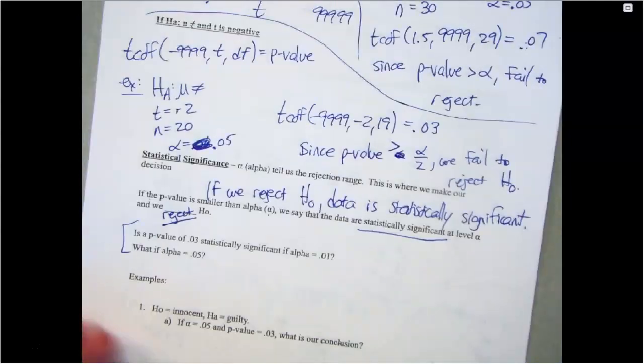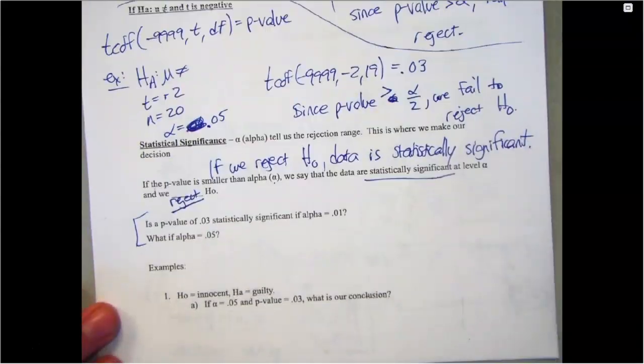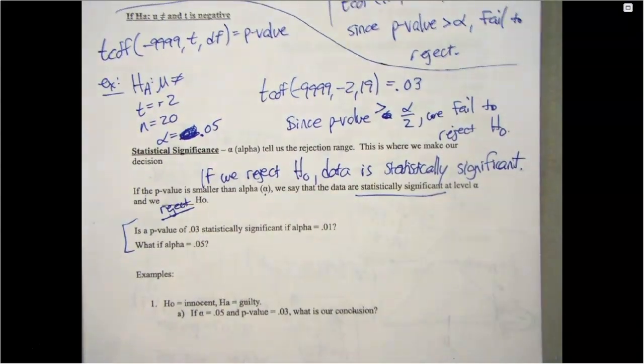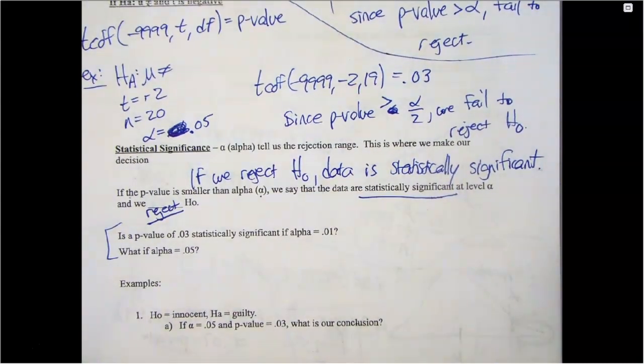Alright, try those two right there. If you feel lost right now, don't freak out. It'll be okay. Statistically significant means we reject.